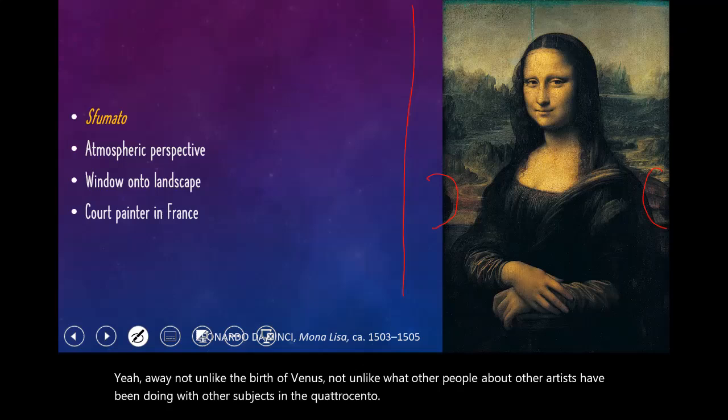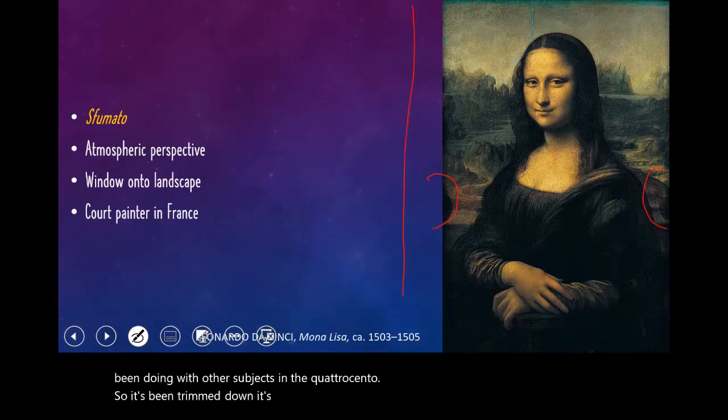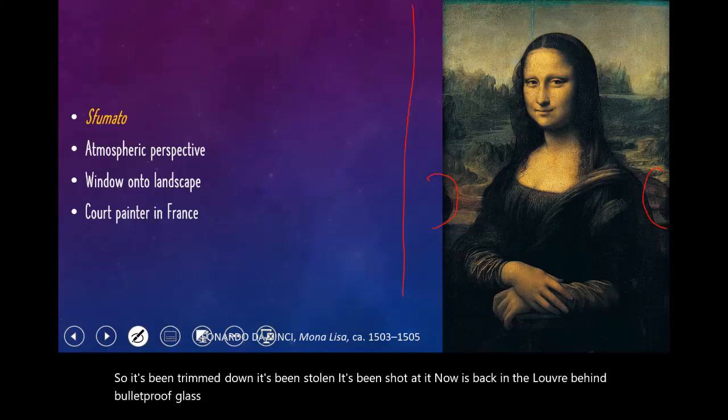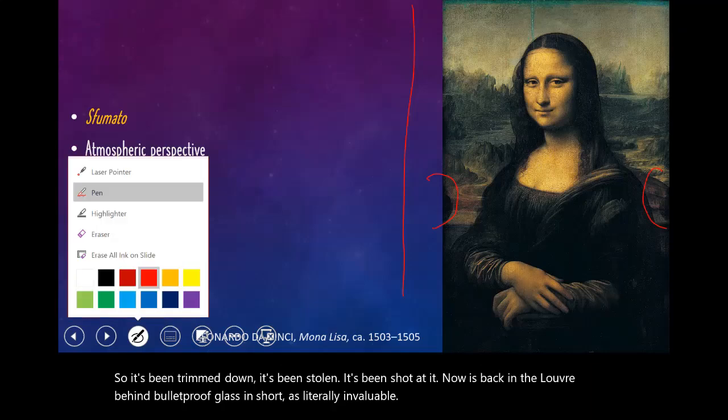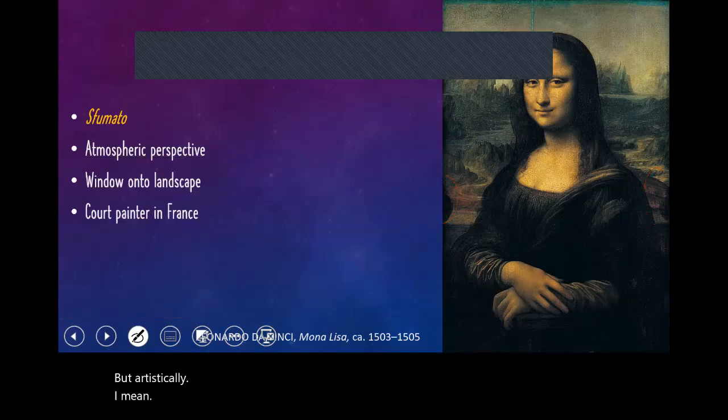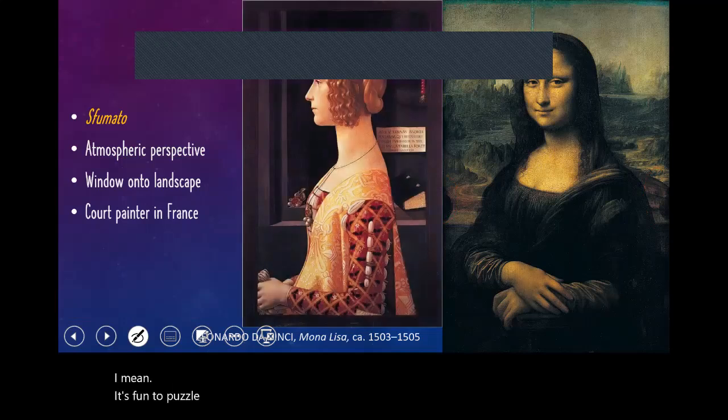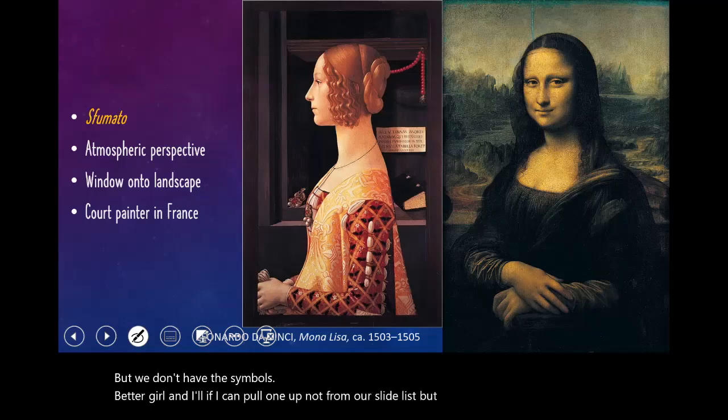So it's been trimmed down, it's been stolen, it's been shot at. It now is back in the Louvre behind bulletproof glass, insured as literally invaluable. But artistically, it's fun to puzzle out, but we don't have the symbols that Ghirlandaio, if I can pull one up, not from our slide list, but from the previous chapter for us.